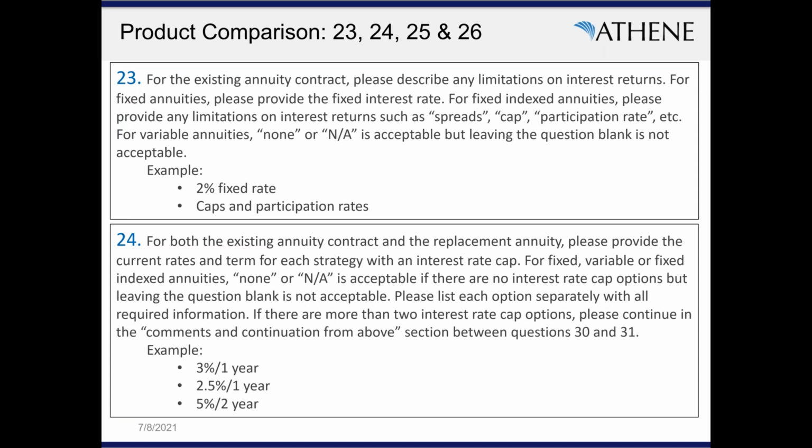So if the contract being replaced or the contract being purchased do not have any capped options, you can put NA or none. Please list each option separately with all required information. If there are more than 2 interest rate cap options, please continue in the comments and continuations from above section. That's between questions 30 and 31.